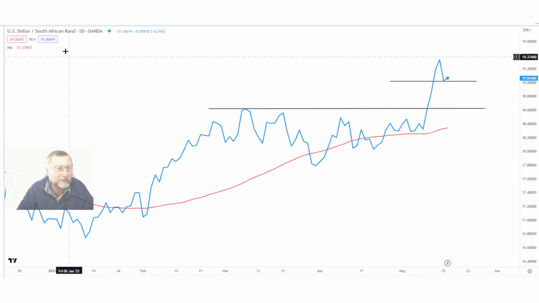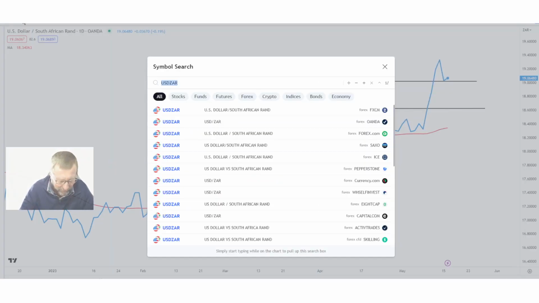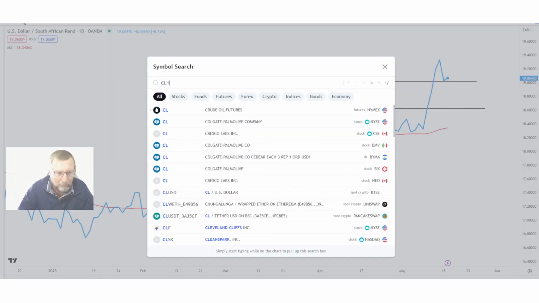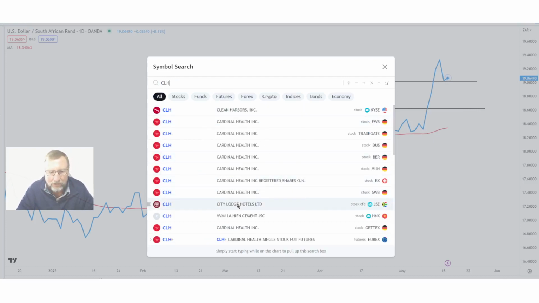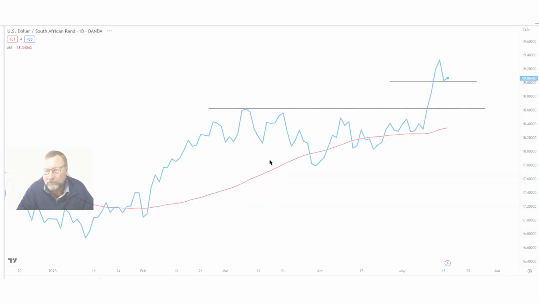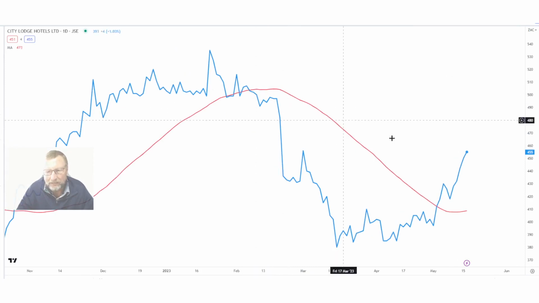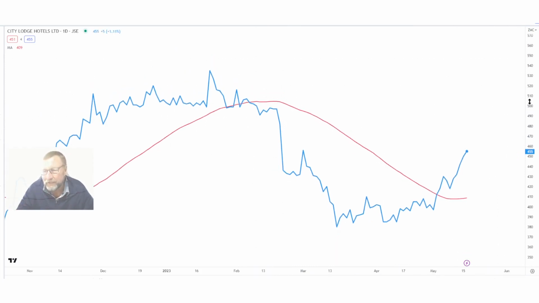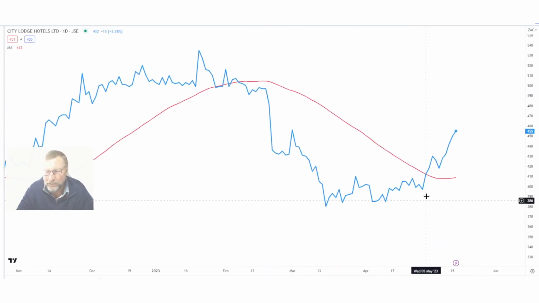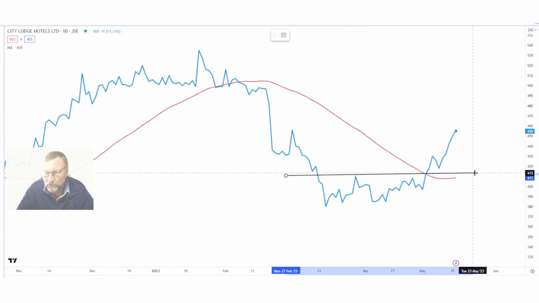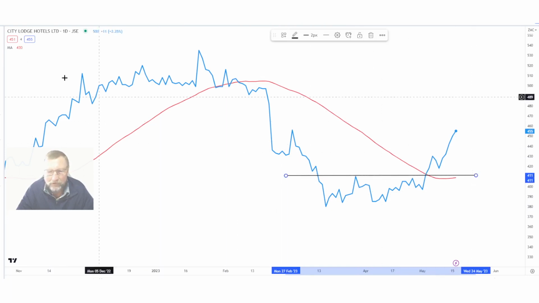Let's have a look at City Lodge, because this share is slowly showing signs of recovering. There was some selling that took place a while back, and what we see now is this build. There's a beautiful consolidation that was being built there. I just want to show you guys. There you are. There's the consolidation.